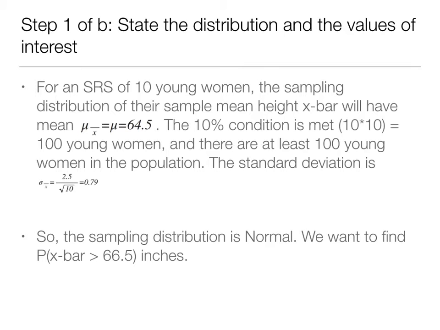And so, because the conditions are met, the sampling distribution is normal because the population distribution is normal. Remember from earlier in the slides. We want to find P of x bar being greater than 66.5 inches. Notice this is x bar, because x bar is the mean of the sample as opposed to x.